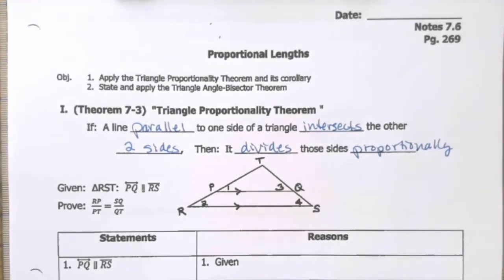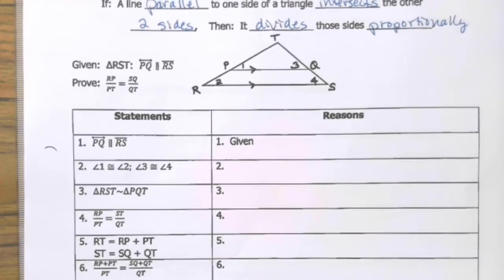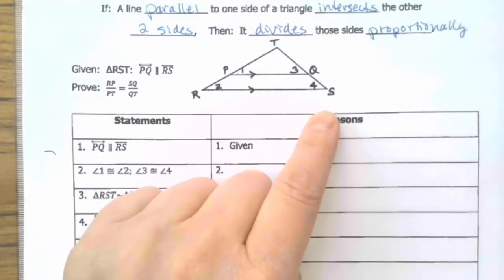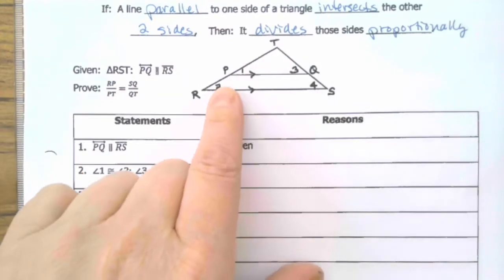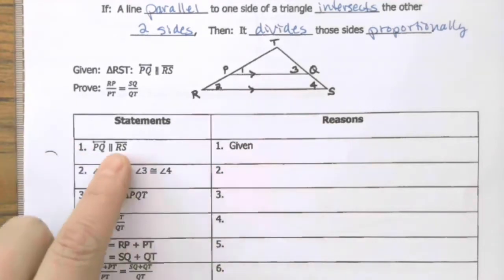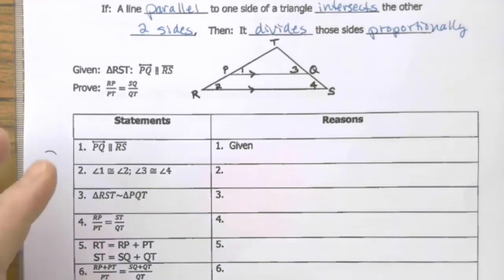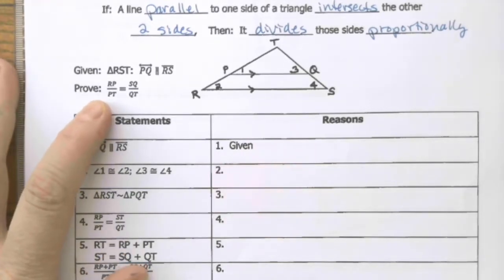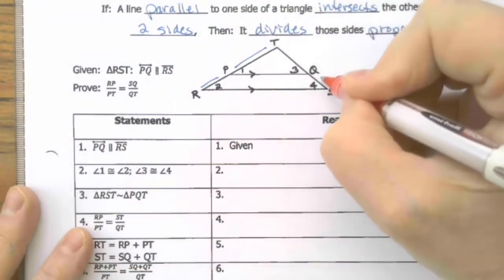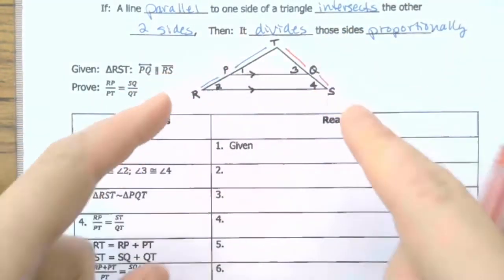All right, we're going to prove this as well as practice doing a proof that uses some of our new reasons. So given triangle RST, RST is the big one. PQ is parallel to RS. So that's if a line is parallel to one side. So those two lines are parallel. So of course in the given section, it would be PQ parallel to RS. We want to prove that RP over PT is equal to QS over ST, that it divides the sides into proportional pieces.